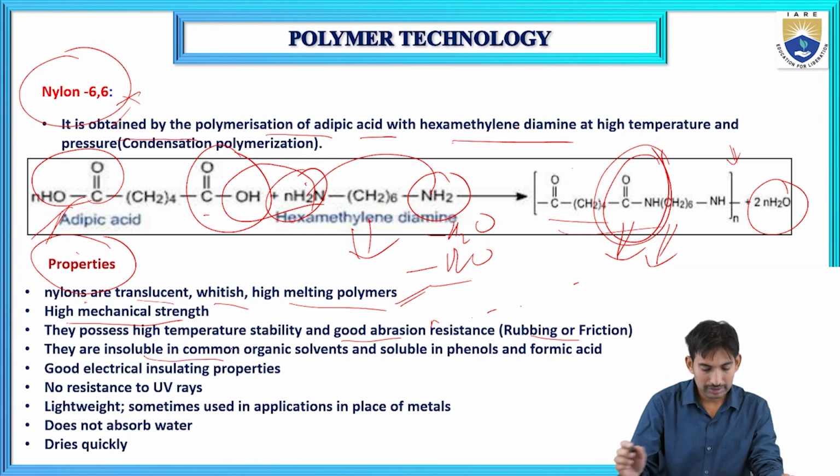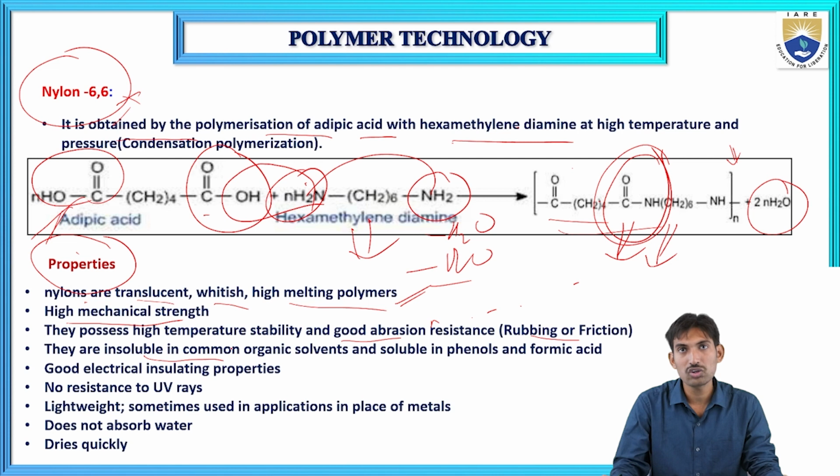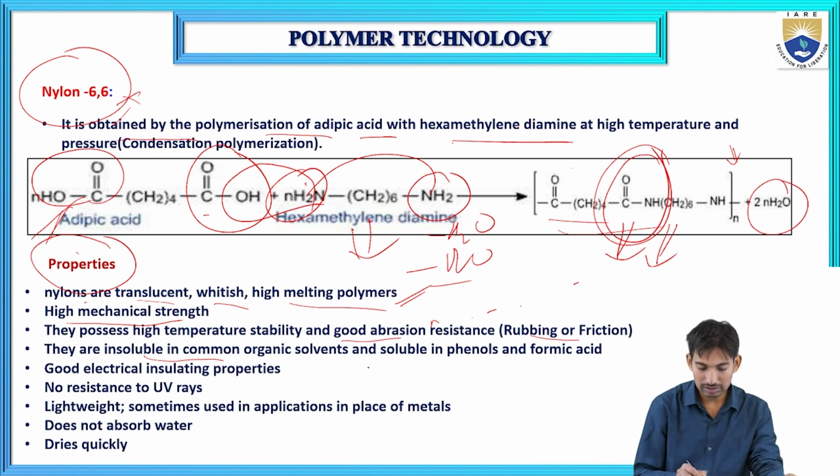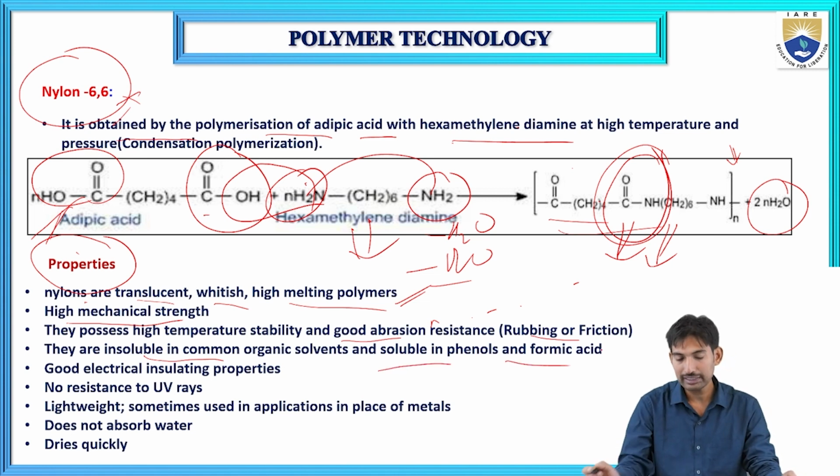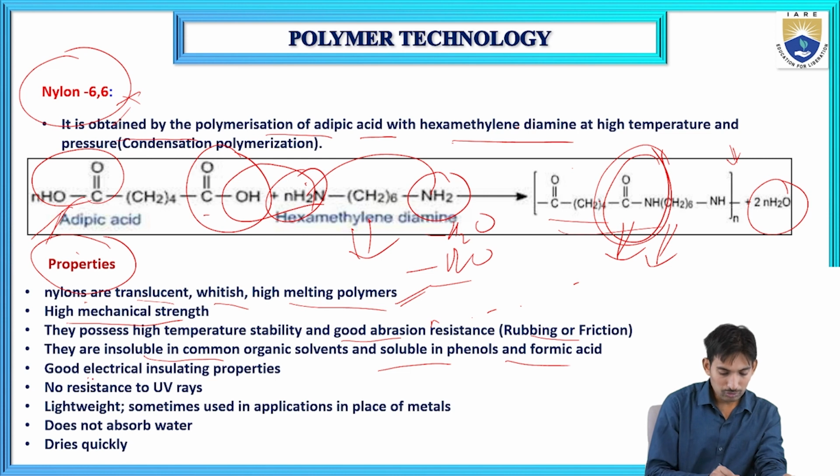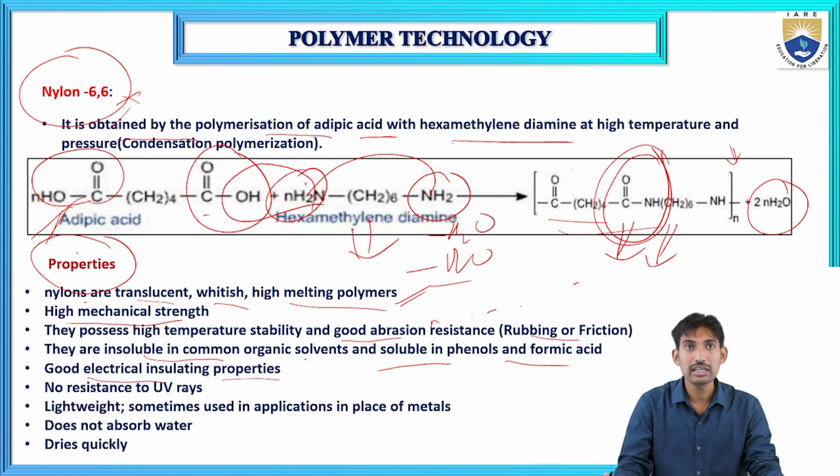They are insoluble in common organic solvents, but soluble in phenols and formic acid. Nylon 6,6 is soluble in formic acid and phenols. It has good electrical insulating properties; electrically, it acts as an insulator.